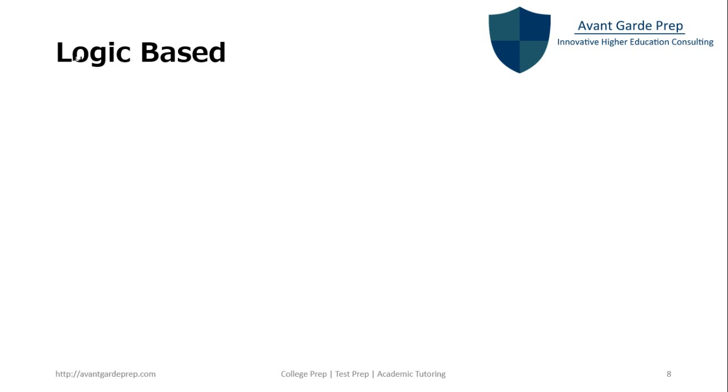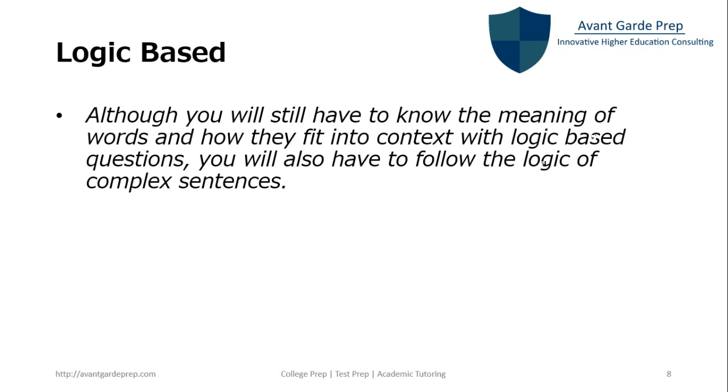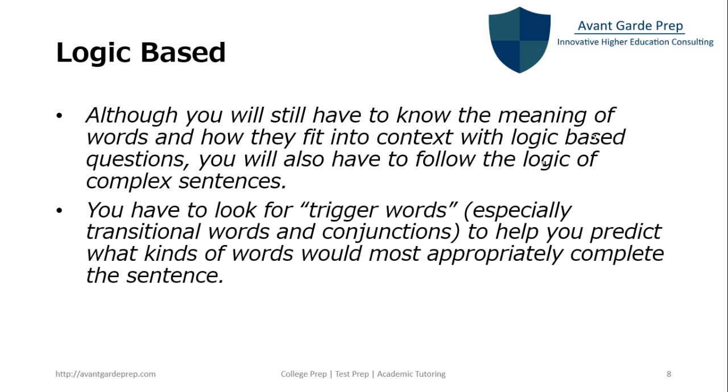Okay, now we're going to talk about logic-based, the other type of question for sentence completion. You're still going to have to know the meaning of words and how they fit into the context of a sentence with logic-based questions, but with these types of questions, you're going to also have to be able to follow the logic of a complex sentence. So when you're doing logic-based questions, you have to look for what I call trigger words, especially transitional words and conjunctions, because they're going to help you to predict what kinds of words would most appropriately complete the sentence.